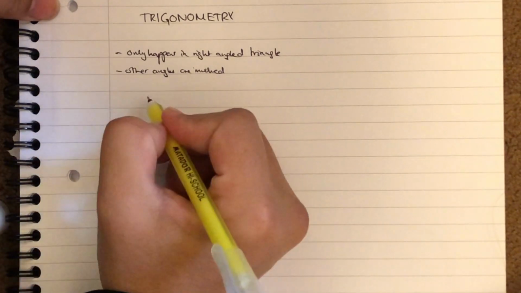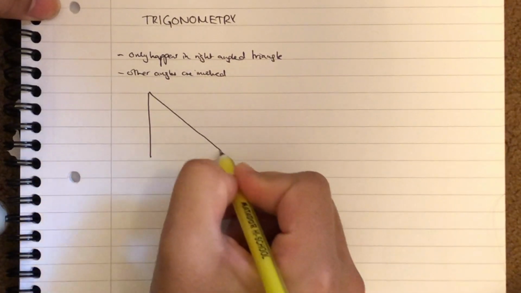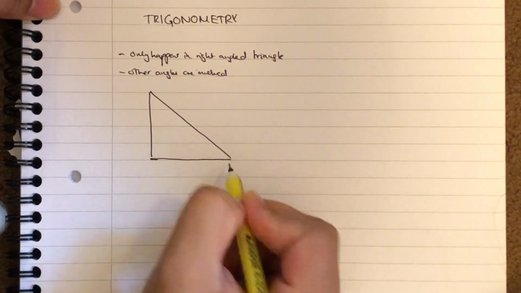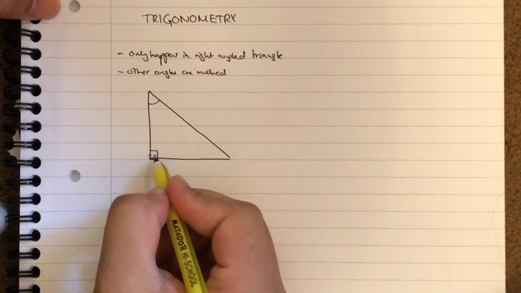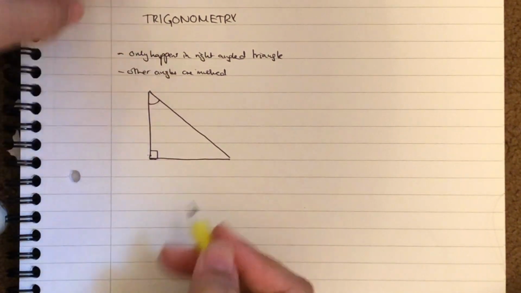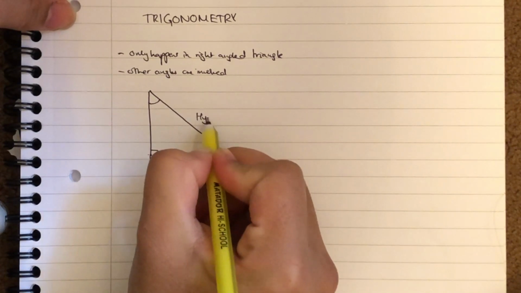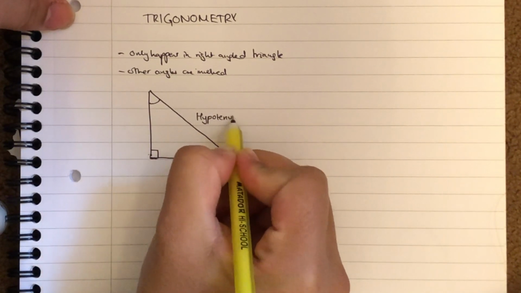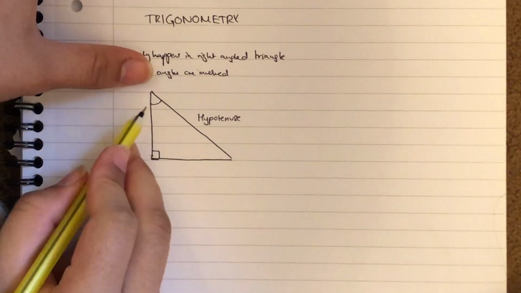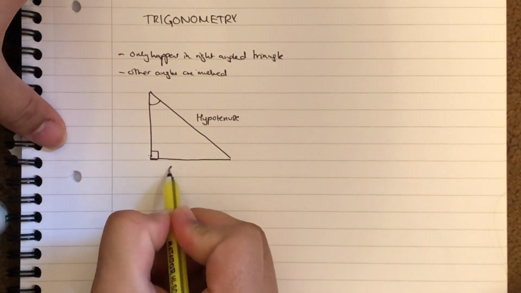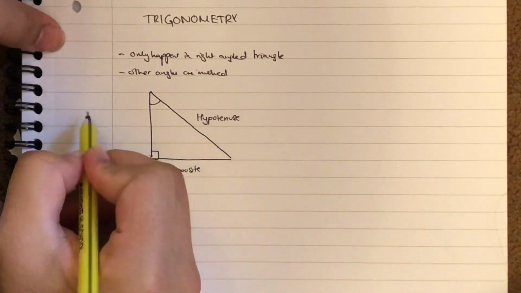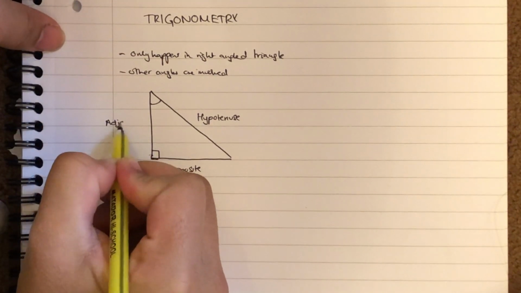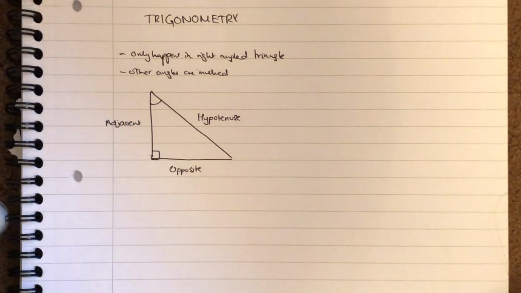Okay, now say for example, here's my right angle triangle. This would be my right angle and this would be my angle given. Now the side that is opposite my right angle is called a hypotenuse, so I'm going to label that my hypotenuse. Okay, now the side opposite the angle that they've given me is called opposite, and the leftover side will be called my adjacent. Okay, so these are the three names in a right angle triangle that you have to know.